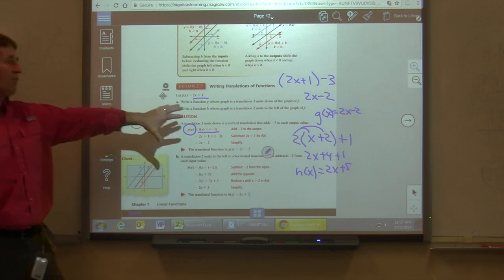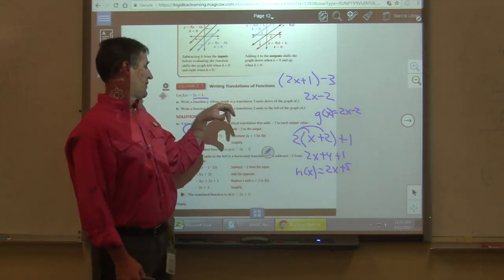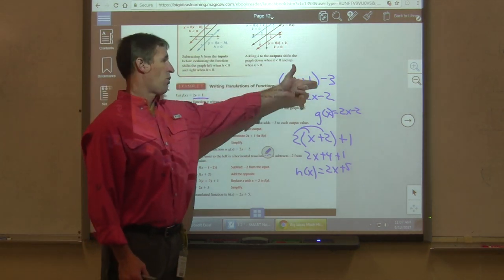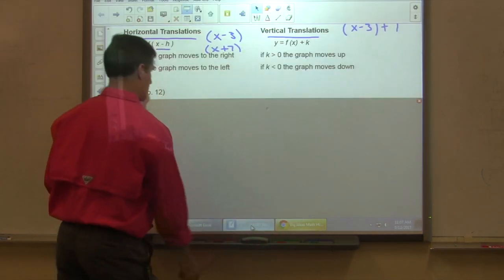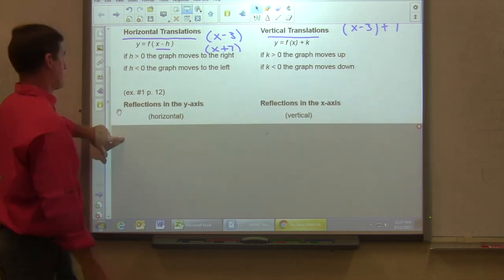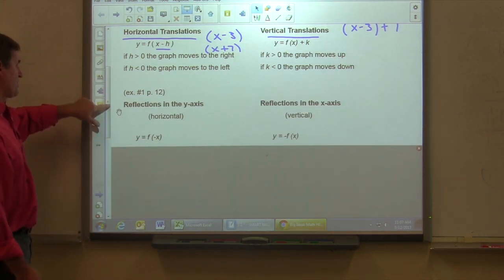So you just have to be careful on those. Again, if it's vertical, it affects the whole function. Horizontal, just the x. So if we go back to our notes, now we're going to do reflections.